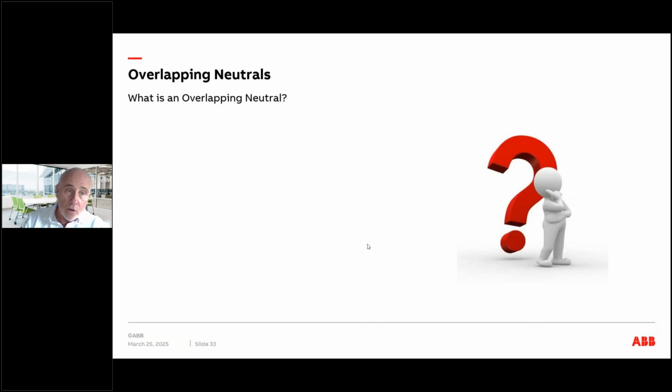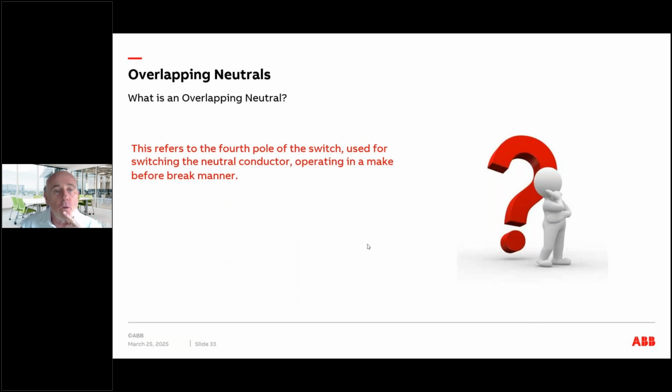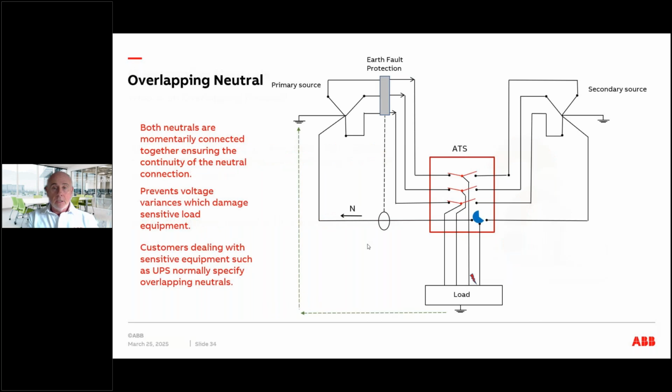So the next progression of that is overlapping neutral. So a quick question: what is an overlapping neutral? Because we see in meetings that there's different answers to this, but basically this refers to the 4th pole of the switch used for switching the neutral conductor operating in a make before break manner. Now we just saw in the transition examples what a make before break manner is. And the other important thing is overlapping neutral is not a solid or a fixed neutral. So this diagram hopefully illustrates what we mean by an overlapping neutral.